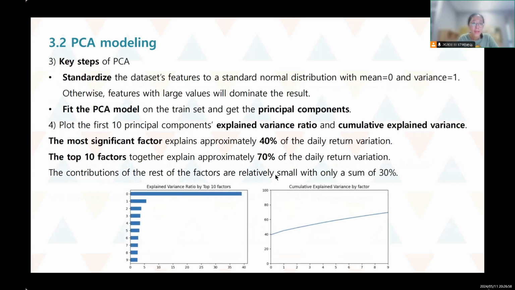Here are the key steps of PCA. First, standardize the dataset's features to a standard normal distribution with mean equal to 0 and variance equal to 1. Otherwise, features with large values will dominate the result. Second, fit the PCA model on the train set and get the principal components.